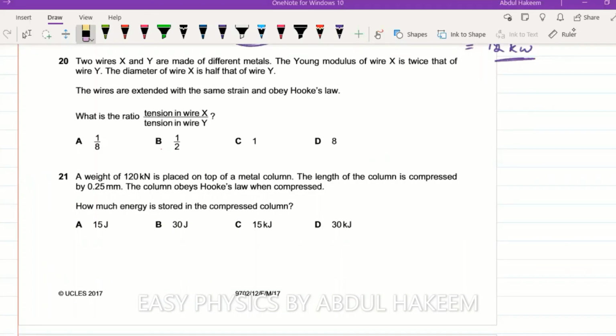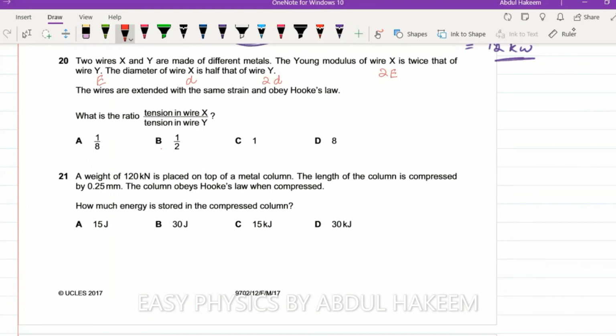Okay. Two wires X and Y are made of the different material. The Young modulus of the wire X is twice that of the wire Y. Suppose the Young modulus of the Y is E, and the Young modulus of the wire X is 2E. The diameter of the wire X is half that of the wire Y. So the diameter of X is D and the diameter of Y is 2D.